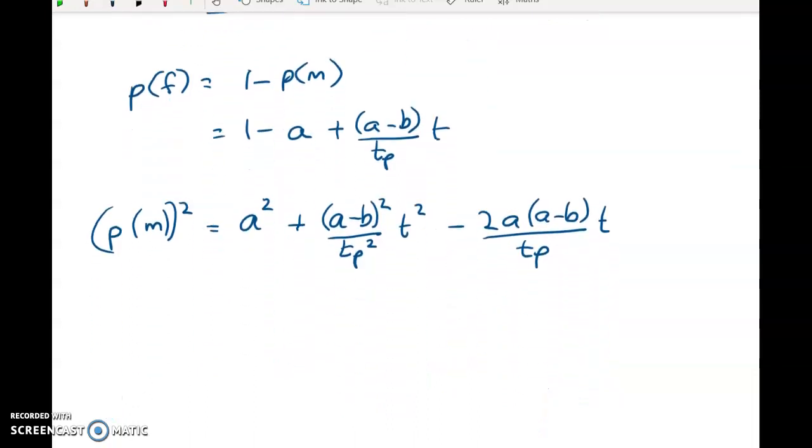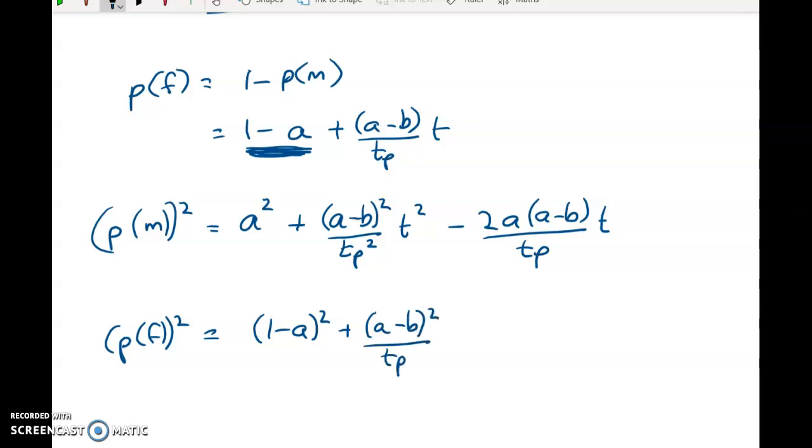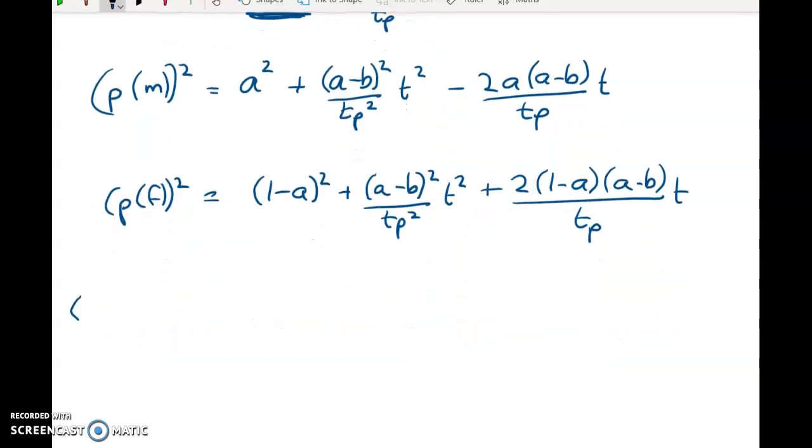I'm going to do the same thing now for PF, and I'm going to group this term together until near the end. This will give me (1 minus A) squared plus (A minus B) squared over TP squared times T squared. Notice I'm roughly lining my working up with the line above as much as I can. And now I'm going to have plus 2 times (1 minus A) times (A minus B) over TP times T. So let's add those two lines together.